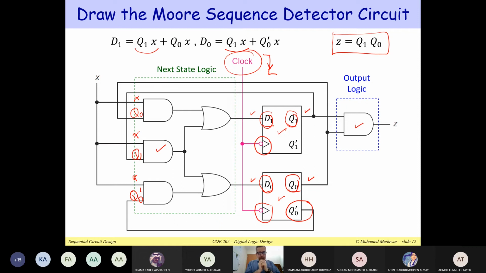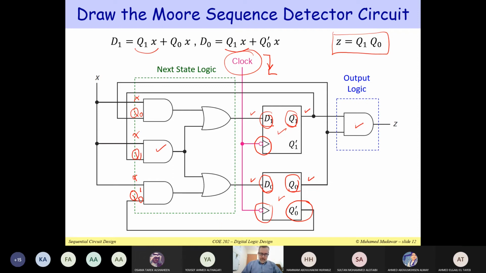Another thing is that if the output depends only on the present state, which is Q1 and Q0, and does not depend on the input X, then this means that we have a Moore sequential circuit. It's not Mealy, it is Moore. I'm going to show you next how we can design a Mealy sequence detector. Any other comment, observation or question?